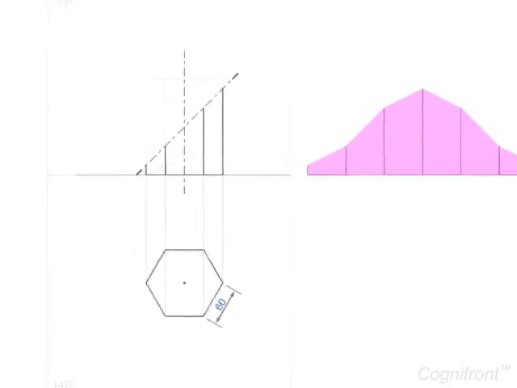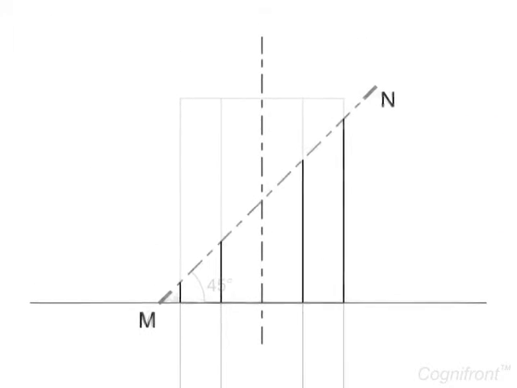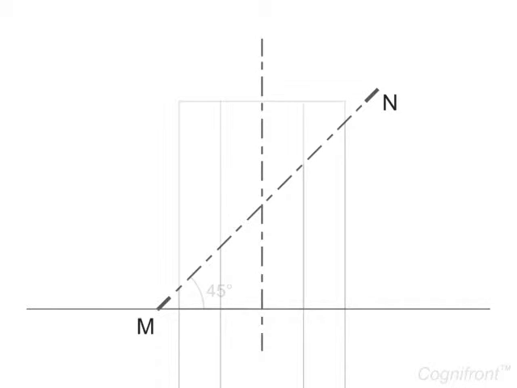Observe its orthogonal views. Here, trace MN of the cutting plane makes an angle of 45 degrees with HP and passes through the midpoint of the vertical axis.